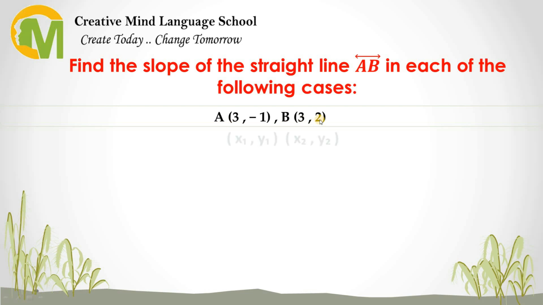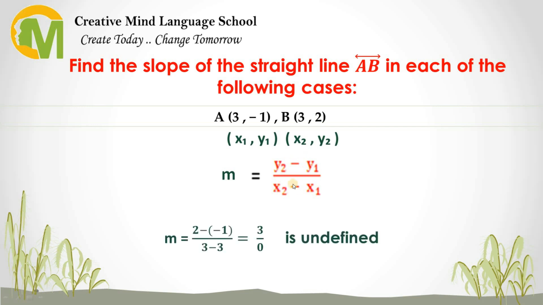Another example. We here have A (3, -1), B (3, 2). First of all, we will write down the coordinates of the 2 points. The second step, we will write the rule of the slope. The third step, we will replace the values of the coordinates in the rule by the values given in the example. By calculating this operation, we will have the final answer as 3 over 0, and anything over 0 or divisible by 0 is undefined. That means that m is undefined, and here the straight line AB is parallel to the y-axis or perpendicular to the x-axis, or the straight line is going in a vertical direction.